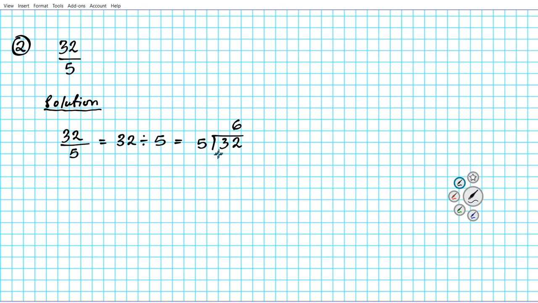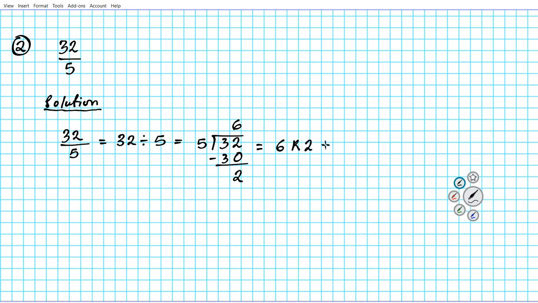And then 6 times 5 is 30. Remember, if you've forgotten how to do your long division, just scan the QR code that we showed earlier to review your long division algorithm. Okay, subtract this. 2. Remember to long divide: you divide, multiply, subtract, bring down. There's nothing to bring down here because that's the last digit. 2 is smaller than 5, so we are done. This tells us that the answer is 6 remainder 2.